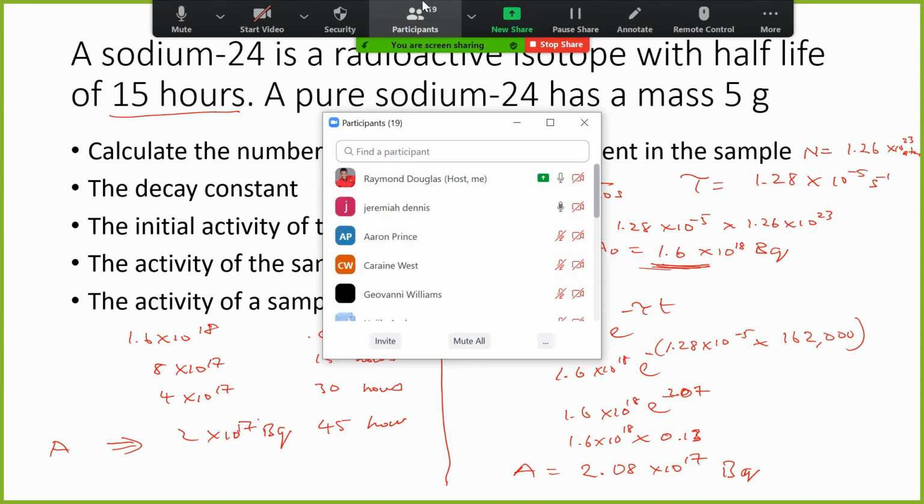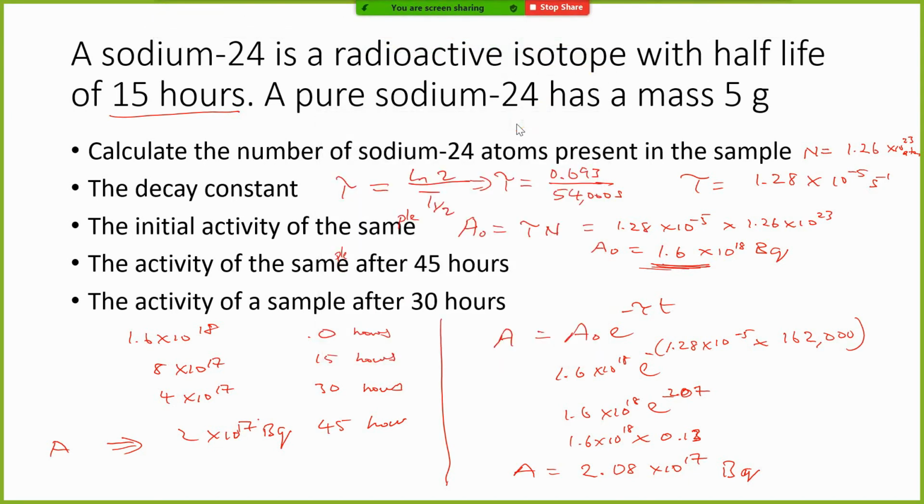How did you get 162,000? The time. Remember, we have to convert the time. It is 45 hours. 45 hours times how many seconds are in 1 hour? So we have to convert it from hours to seconds.